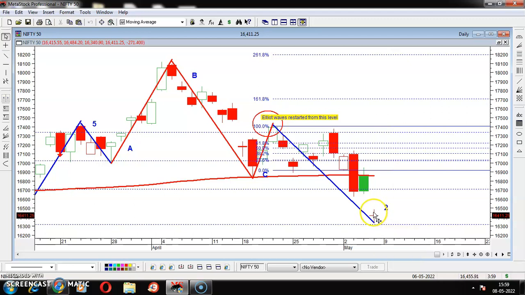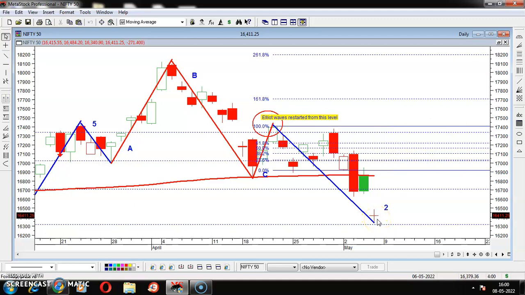Why is it called a doji? You see, the difference between open and close is very minimal. It opened at 16,415.55 and closed at 16,411.25. The gap between open and close is very minor. That is why it is a doji, and the formation is like a star. That's why it is called a doji star formation.